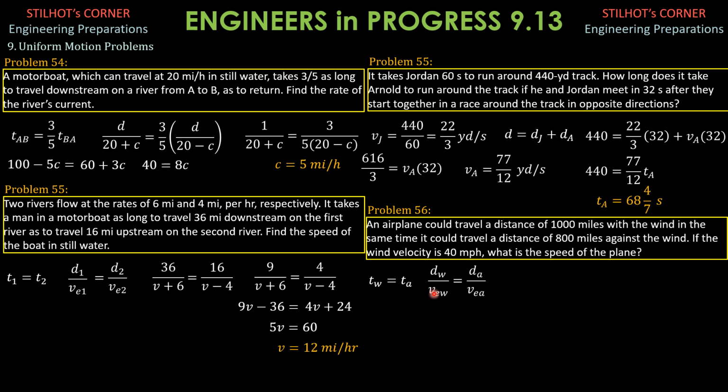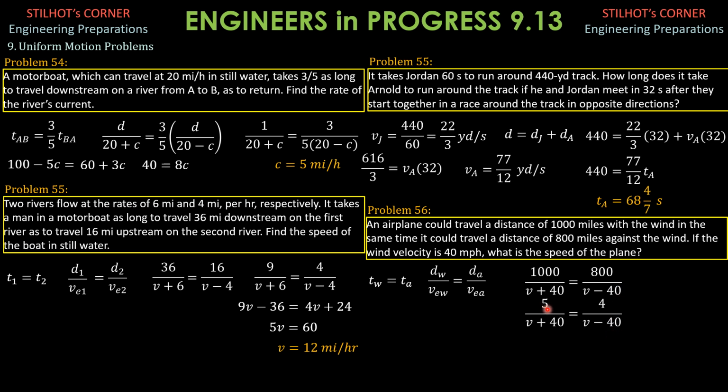The effective speed with the wind is V plus 40, while the effective speed against the wind is V minus 40. Distance is 1,000 miles over V plus 40, then equals 800 miles over V minus 40. 1,000 over 800, we can reduce that by dividing by 200, so 5 over 4. So 5 over V plus 40 equals 4 over V minus 40.